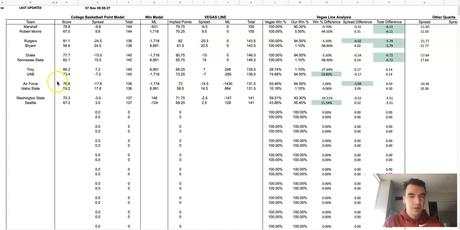this game, UAB Troy. Actually, I wouldn't really have much confidence, because that shows pretty much even. Or let's go Air Force, Idaho State. Vegas has Air Force at 73 points. We have them at 77.